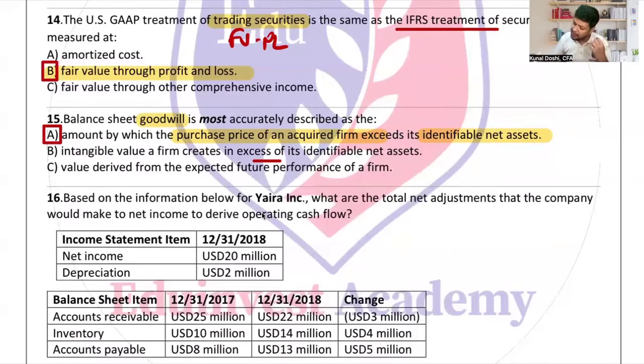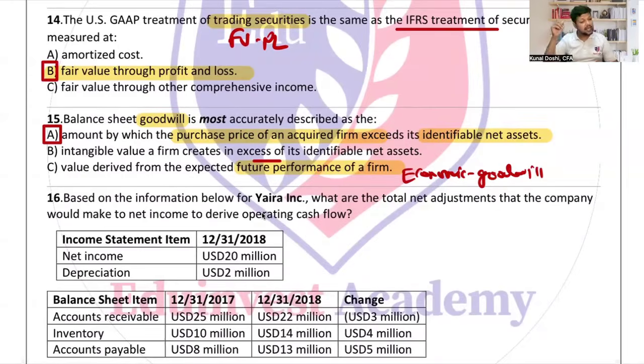Value derived from expected future performance. Guys, what is this, C? This is not actually accounting goodwill, the C part. This is actually economic goodwill. Economic goodwill, we don't record it on our balance sheet. Brand value of the company, employees' honesty, employees' commitment, all of these are not accounting goodwill. Accounting goodwill, I'll repeat, only comes up when you take over another company and pay more than its fair value of net assets. Understood, everyone?